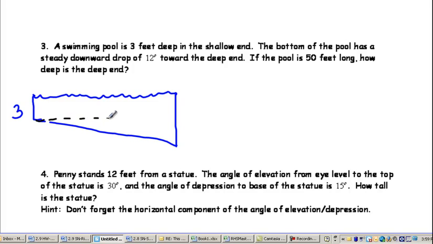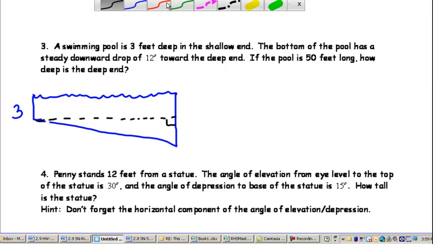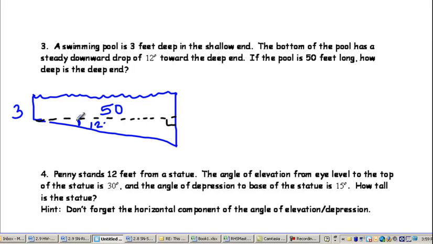so you want to draw a horizontal line. Okay, they're telling us that it's 50 meters long. And they're also telling us that the degrees, so basically this would be the angle of depression, would be 12. Okay? They want to know how deep is the deep end. So we need to find that length I just drew and then add it to 3. So it's this plus 3 gives us our entire deep end.